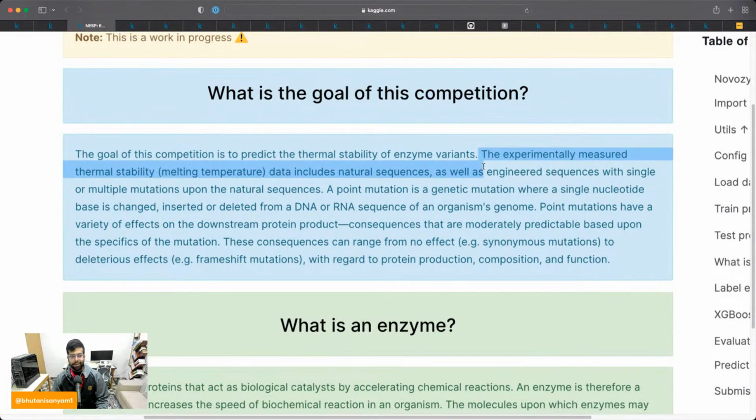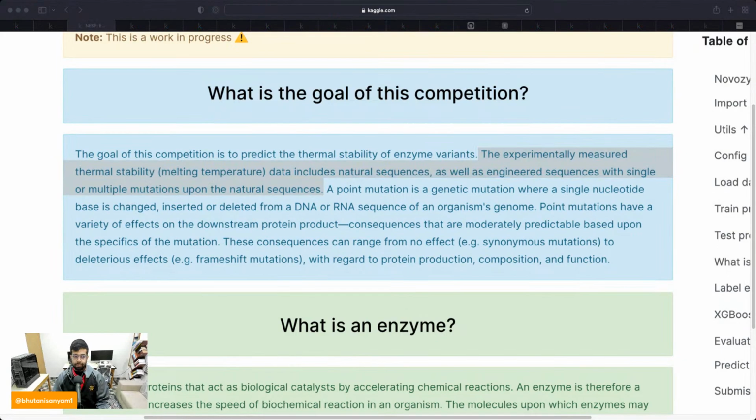The experimentally measured thermal stability, melting temperature, includes natural sequences as well as engineered sequences with single or multiple mutations. So, what does mutation mean? The way to write an enzyme is by using amino acids. Let me go back. When you write an enzyme's name, it's literally different characters combined together that represent amino acids. So sometimes you change one amino acid there, and that is a mutation, to my understanding.